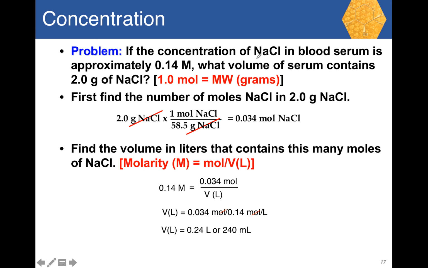If the concentration of NaCl in blood serum is approximately 0.14 M, notice the big M, which means molarity, what volume contains 2 grams of NaCl? Notice again, here's grams. So more than likely, you're going to have to convert grams to moles. Remember, as chemists, we deal with moles rather than grams. So let's convert 2 grams of NaCl to moles.